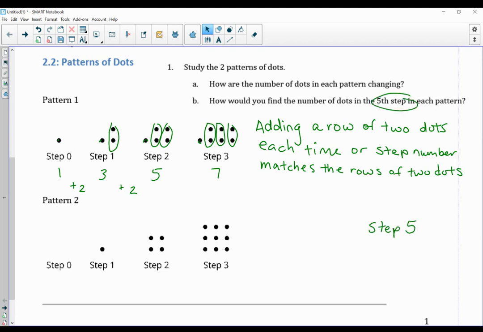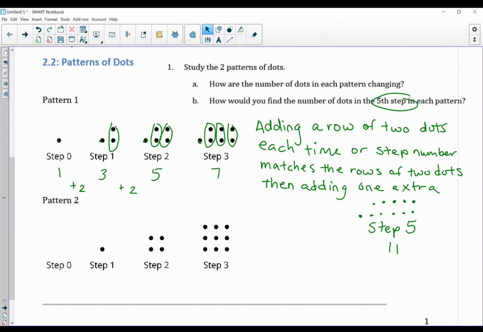Now I'm being asked, how would you find the number of dots in the 5th step in each pattern? Well, I already said that I believe that the step number matches the number of rows with 2 dots. So 1 row of 2 dots, 2 rows of 2 dots, 3 rows of 2 dots, 4 rows of 2 dots, 5 rows of 2 dots, and then 1 extra. So let's count that number of dots. 1, 2, 3, 4, 5, 6, 7, 8, 9, 10, 11.